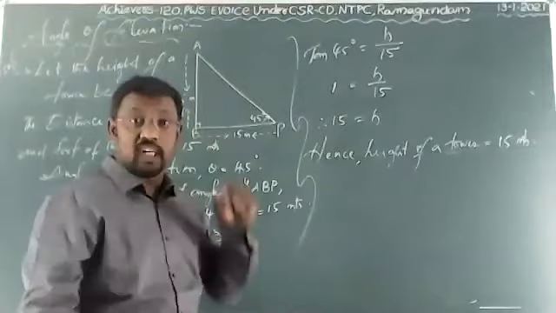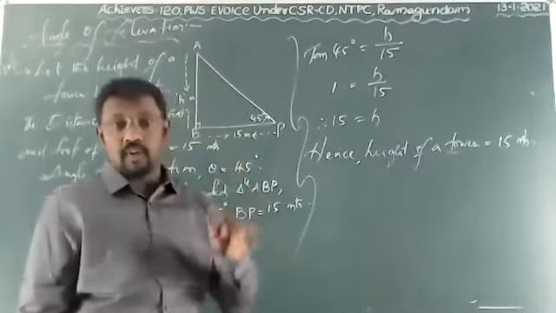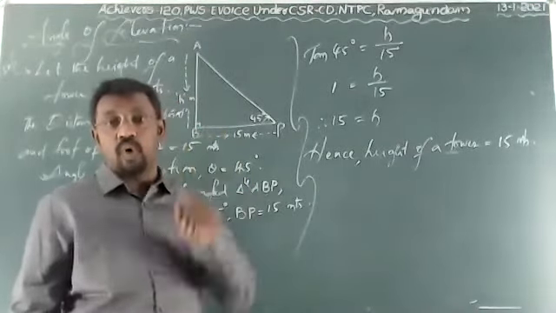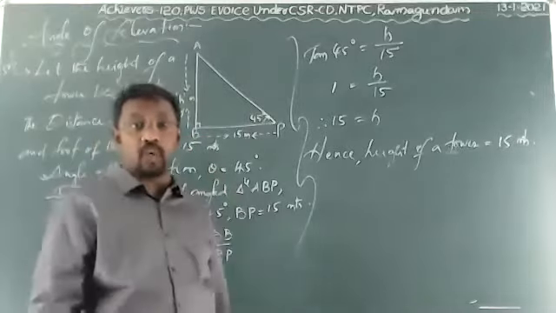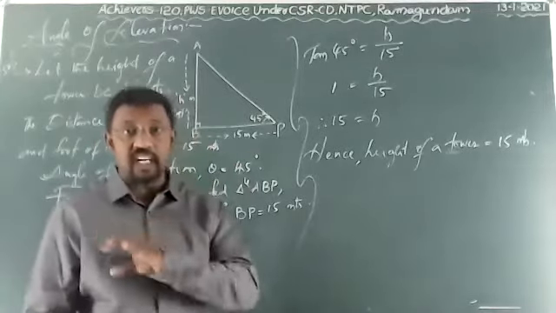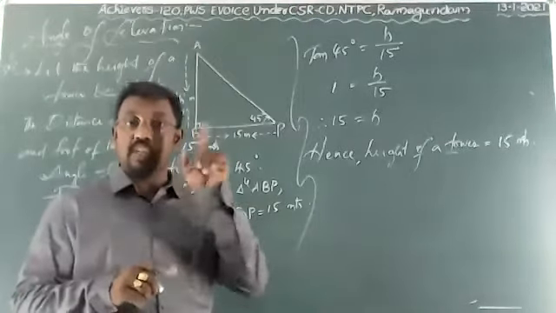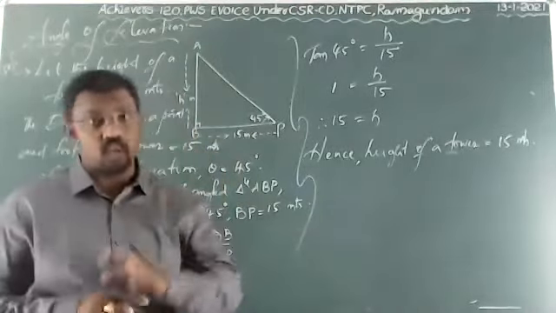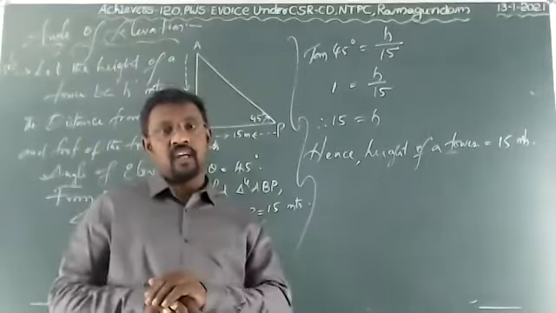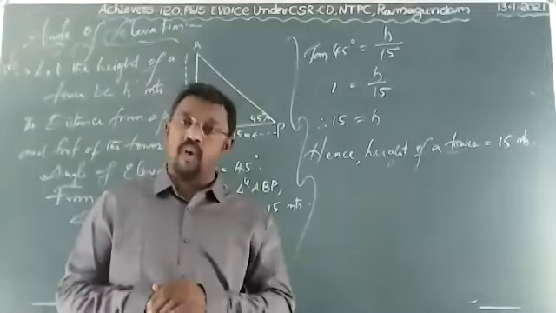Observe very carefully, children. In the table, for all the ratios, the 45 values are related. Sine 45 is 1 by root 2, cos 45 also 1 by root 2. Tan 45 is 1, cot 45 is 1.